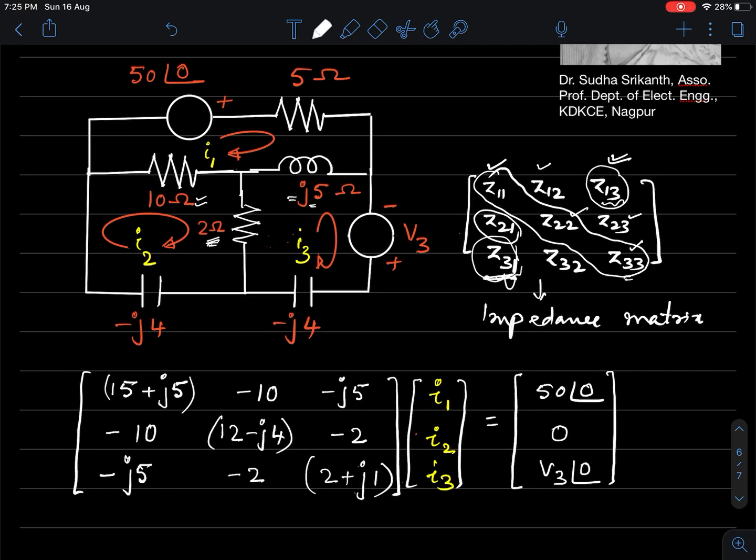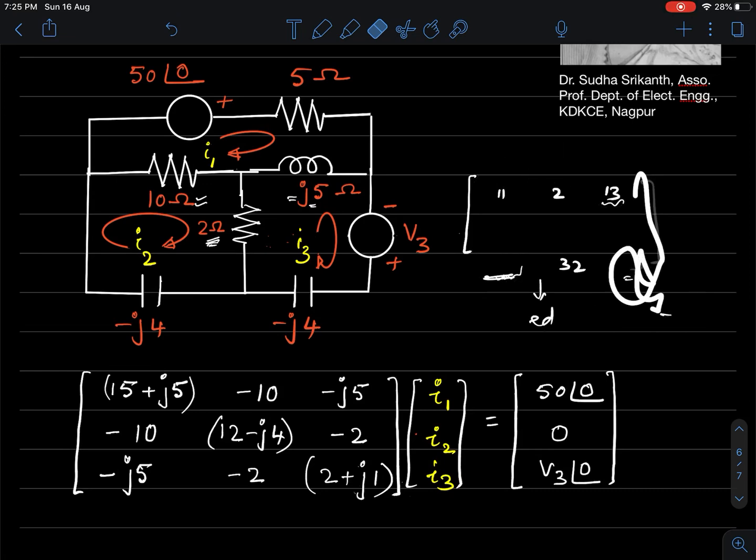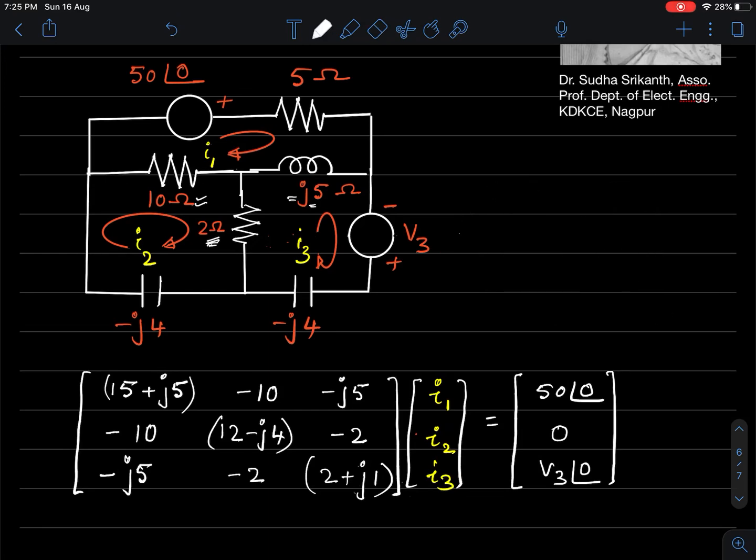Alright, so we wrote the equation in vector matrix form. So this is so simple, so quick, and so easy to do, isn't it? So what is this? These are nothing but mesh equations in vector matrix form.